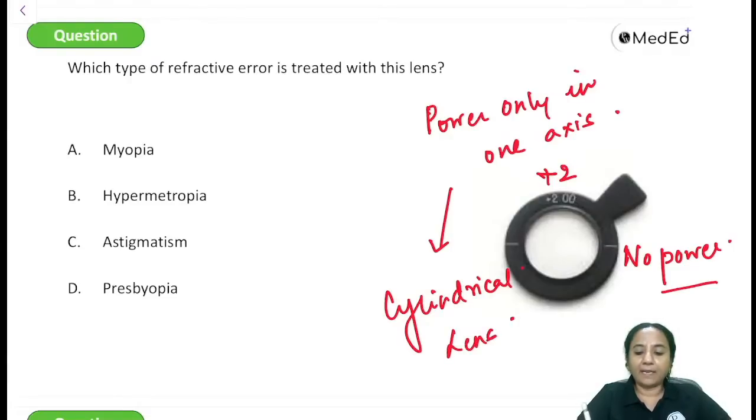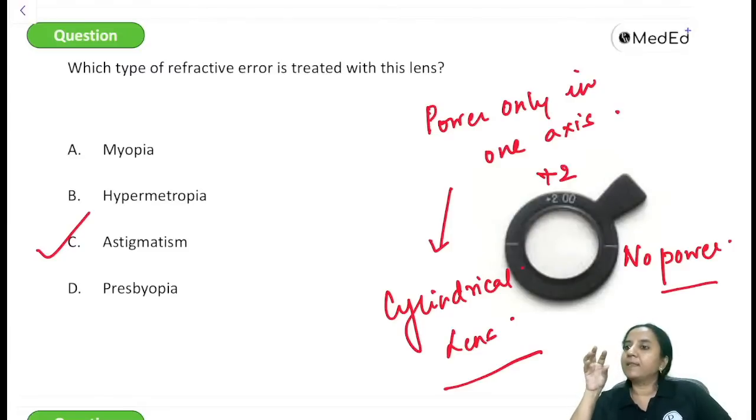Now what does a cylindrical lens mean? A cylindrical lens is used in the treatment of astigmatism. This is not a spherical lens. If it is a spherical lens, there will be power in both the axes. So this is a +2 diopter cylinder. It's a plus lens, it's a convex lens, but it's not a sphere. It's a cylinder because there is power in one axis and no power in the other axis. And where do we use cylindrical lenses? Cylindrical lenses are used in the treatment of astigmatism.